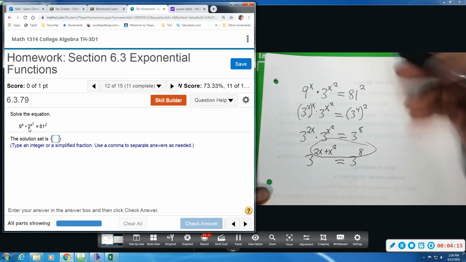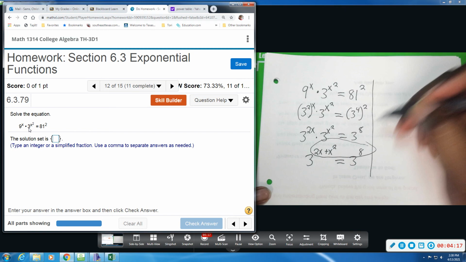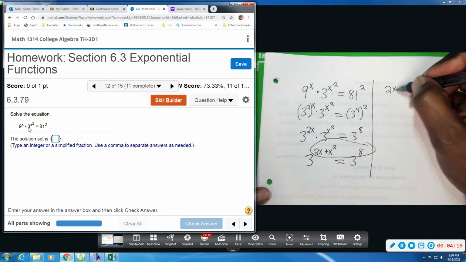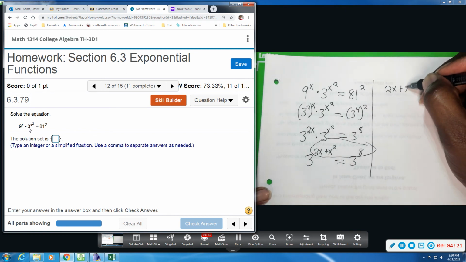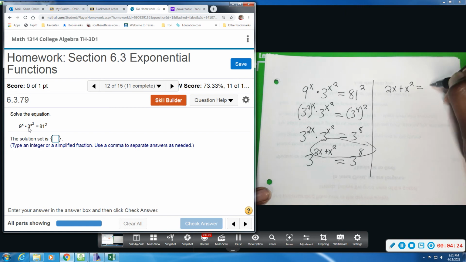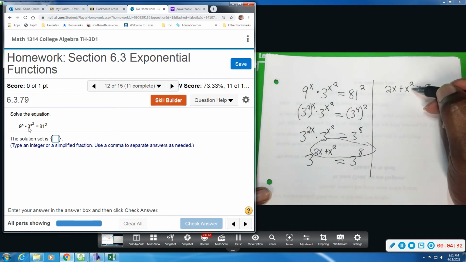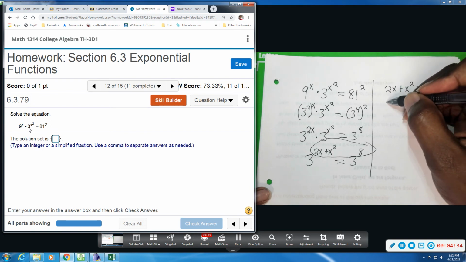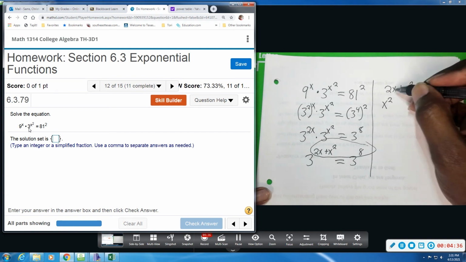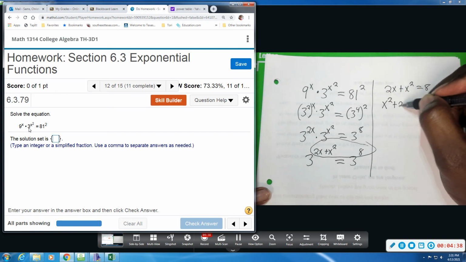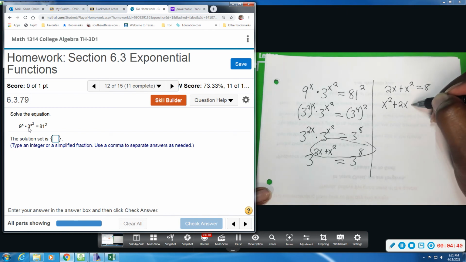All right, I'm just going to go over here to the other side. So this means we have 2x plus x squared equals 8. This looks like a quadratic equation, so I'm going to set it all equal to 0, and I'm going to write it in standard form. So I'm going to write the x squared out front, and then plus 2x, and then subtract and move the 8 over. Minus 8 equals 0.